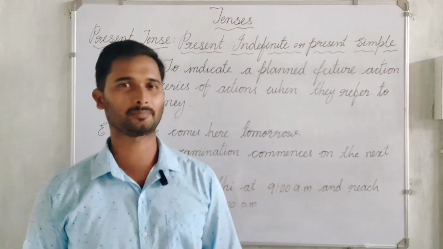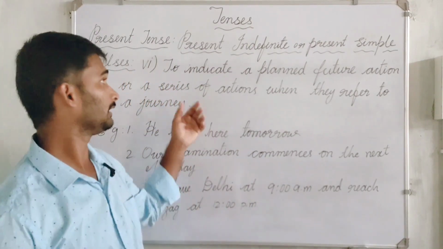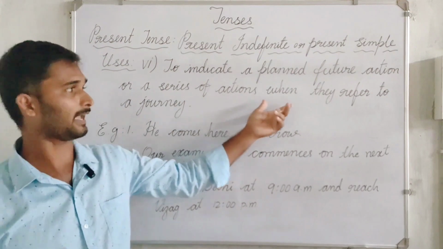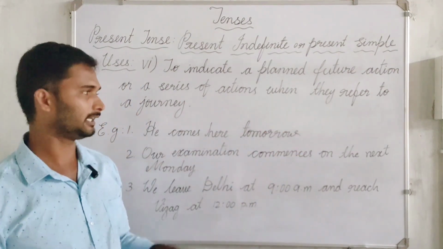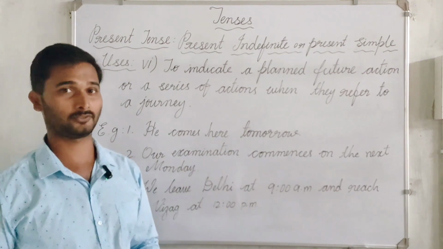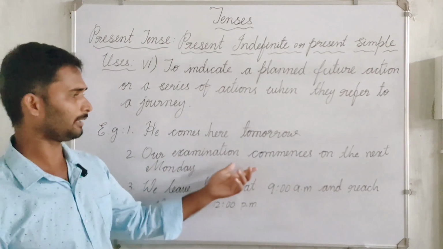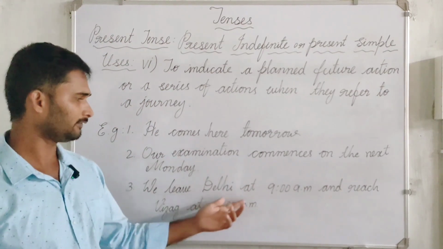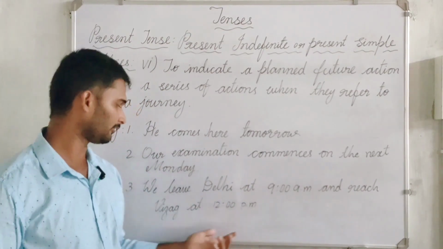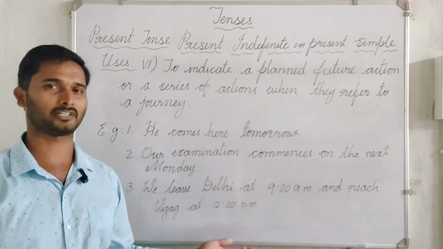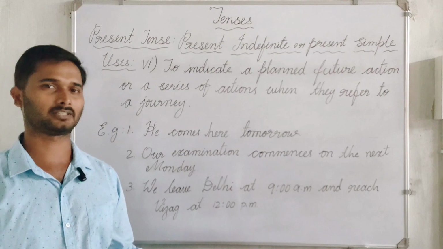The present indefinite or the present simple is also used to express or indicate a planned future action or a series of actions when they refer to a journey. Here are a few examples. He comes here tomorrow, a planned future action. Our examination commences on the next Monday. We leave Delhi at 9 a.m. and reach Vizag at 12 p.m. These are some planned future actions or examples that refer to a journey.